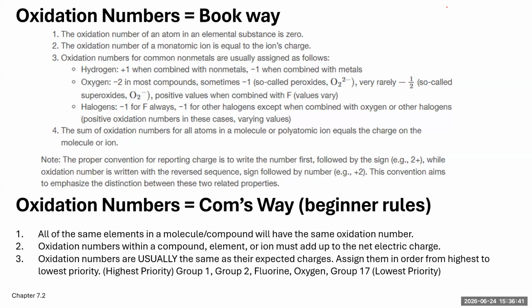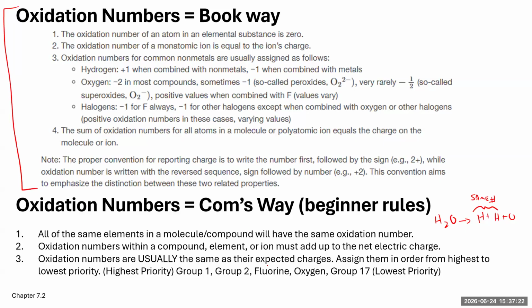So there's the book way. I'm not even going to explain it. You could try it out if you want. I make mine a little easier, and this isn't going to work for everything, but it's going to work for things in our class and most of the stuff you run into, right? So, okay, let's go down the list. All of the same elements in a molecule or compound will have the same oxidation number. So if I have something like H2O, that's two H's and an oxygen, these will have the same number. That's all that means.